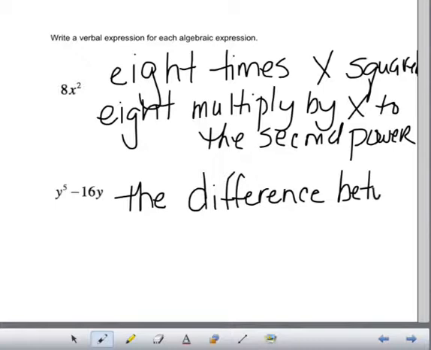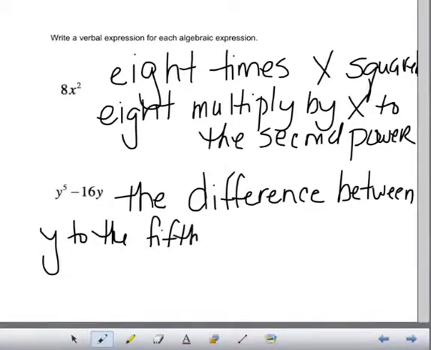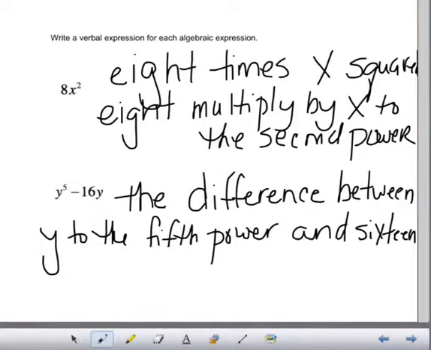between, and then you have to make sure you put them in the order that they're listed. y to the 5th power and 16, let's see if we can squeeze 16 in there, 16 times y.